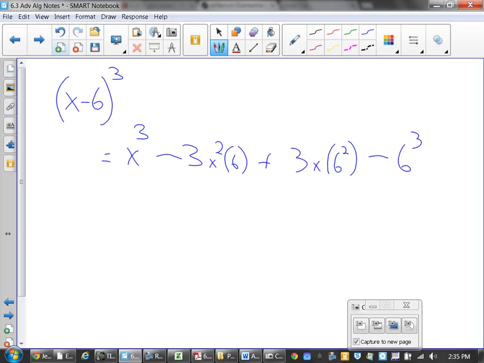Yep, that's exactly why. This is the -6, this is the -6 squared. So you just simplify it out, you get x cubed minus 18x squared, plus 108x, minus 216. I think that's 216. Sounds right.